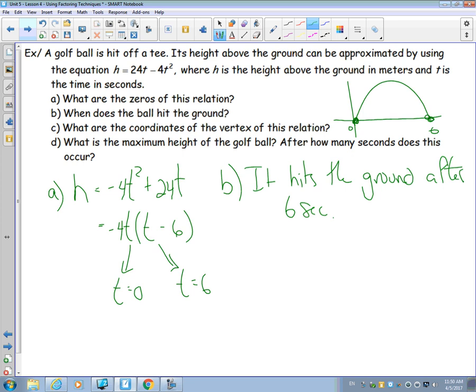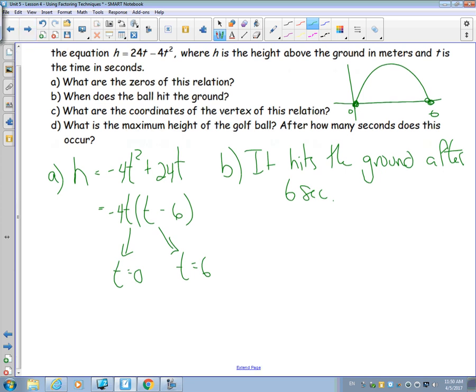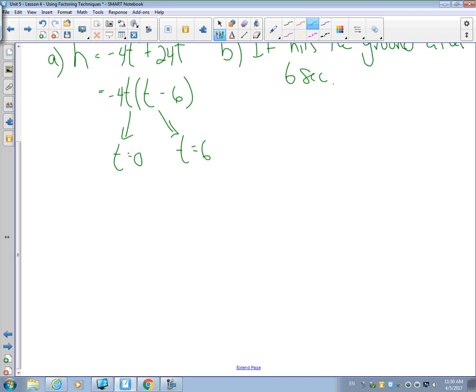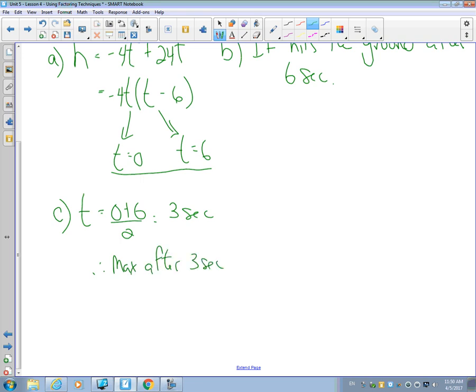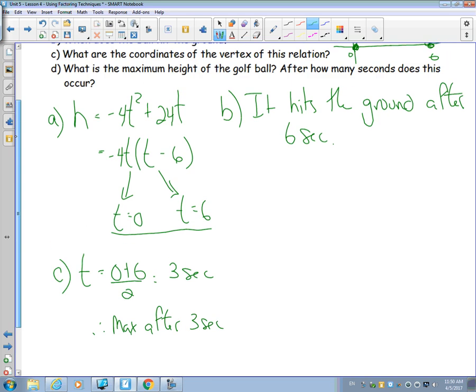What are the coordinates of the vertex? Well, I can find the vertex. Vertex is not too bad. I have the zeros or my negative b over 2a. Now again, I have my zeros. They're right here. I might as well use them. Notice I'm using t this time instead of x because that's the variable I was working with. So 0 plus 6 over 2 is 3. 3 seconds. So it's going to have a max after 3 seconds. That's what part C was asking, right?